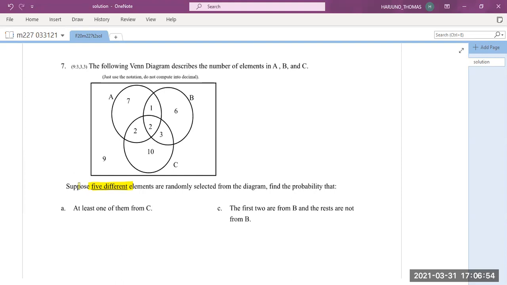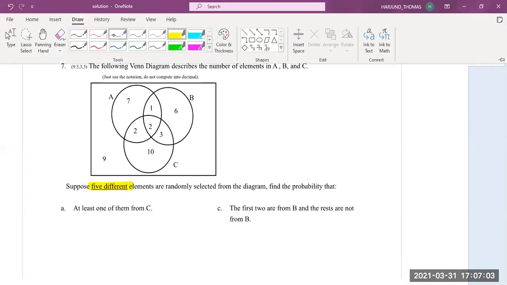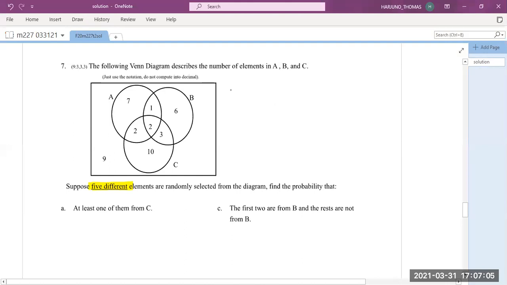Now suppose 5 different elements are randomly selected from the diagram. Find the probability at least one of them from C. Then I guess I need to find out first how many elements we have in total here. It's 9 plus 7 plus 2 plus 10 plus 1 plus 2 plus 3 plus 6. 18, 28, 31, 40. There are 40 elements.